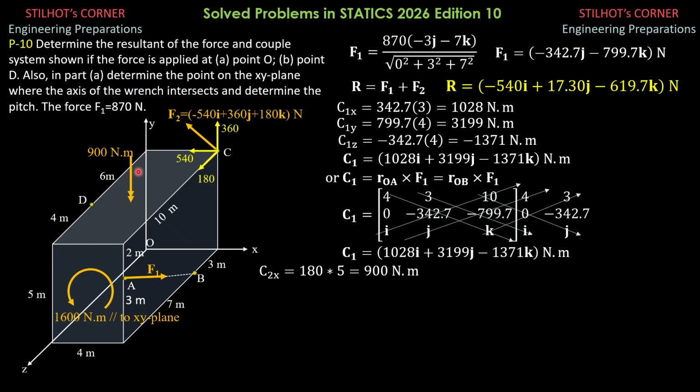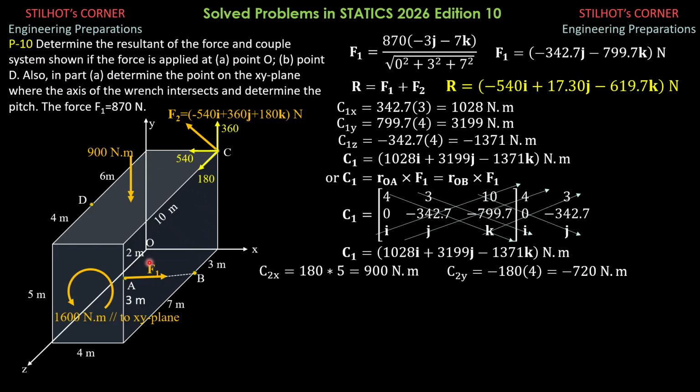C sub OY is going that direction positive, but this is opposite. So it's negative 180 times 4. 540 passes through y and 360 is parallel to y, no moment. So negative 180 times 4, that's C sub 2y, and that's negative 720 Newton meter.